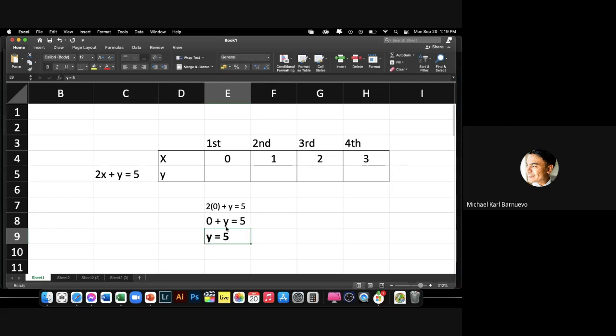Ayan. Okay, so we now put 5 here. So this is now our first coordinate. Ano ibig sabihin ng coordinate? When we plot in the Cartesian plane, x is 0 and y is 5. So yung kanyang format would be something like this. Okay, that is the first coordinate. We will plot that later on. Tapusin lang natin lahat, yung first, second, third, and fourth coordinates.